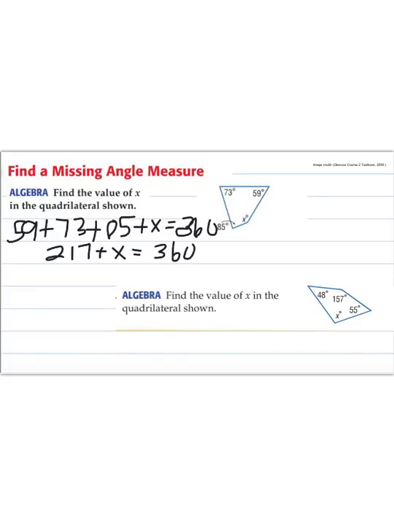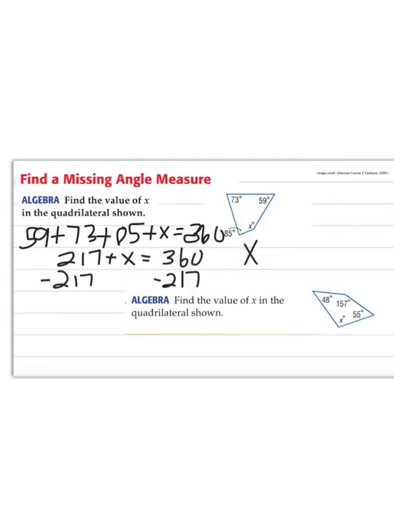And to solve equations, do the opposite. Since we're adding here, we're going to subtract 217 from each side. So 360 minus 217, x equals 143 degrees. And it's always good to check that angle x looks like it's obtuse, so it makes sense that it's more than 90 degrees for our angle measure.